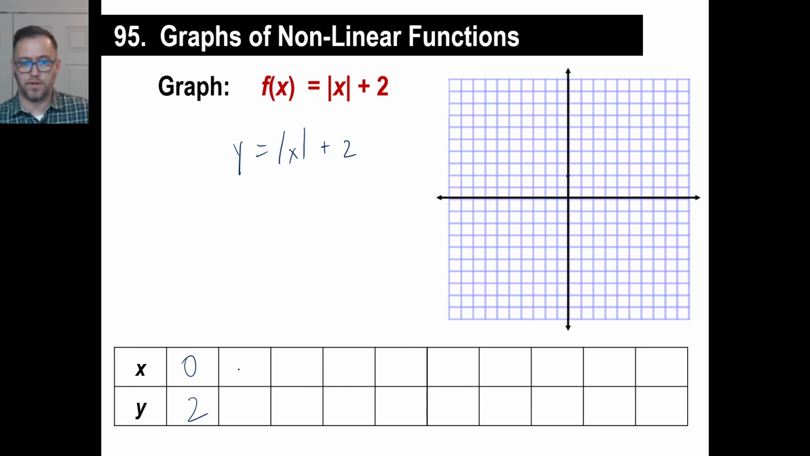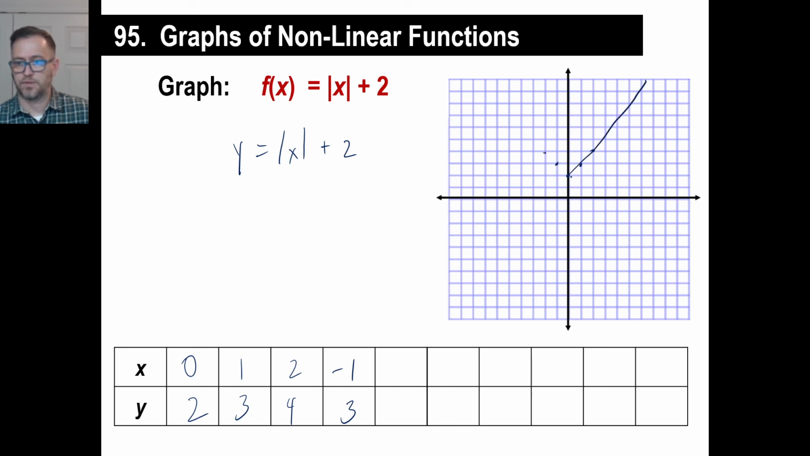Let's say x is equal to 1. 1 plus 2 would be 3, right? So 1 over and then 3 up. And you can see if x is 2, then it's going to be 4. And don't forget your negatives. If x is negative 1, the absolute value of negative 1 is still 1 plus 2 is 3. So negative 1 and then 3, and then of course negative 2 and then 4, and it looks like that.